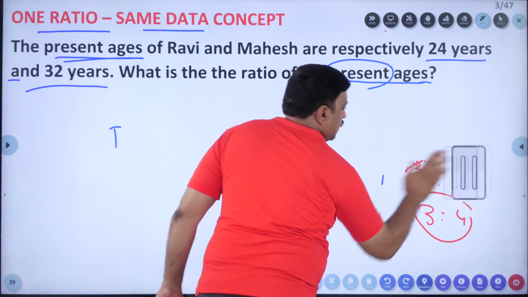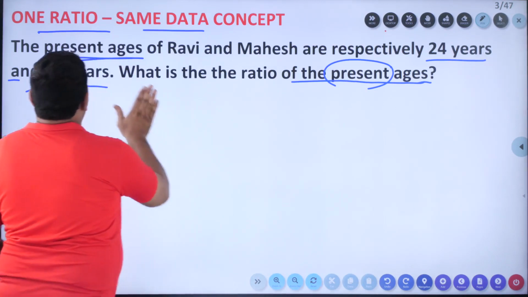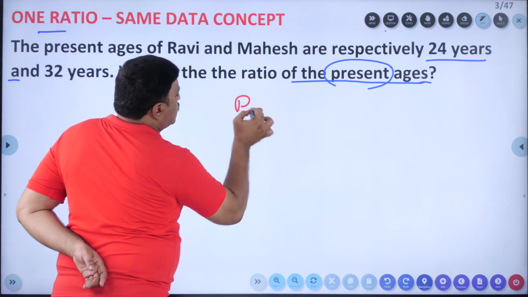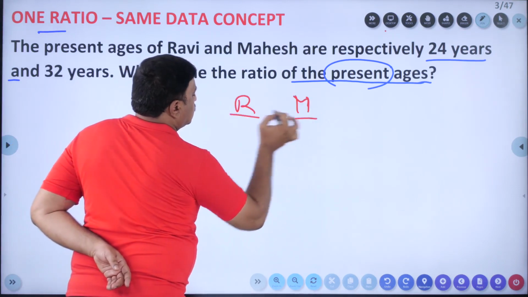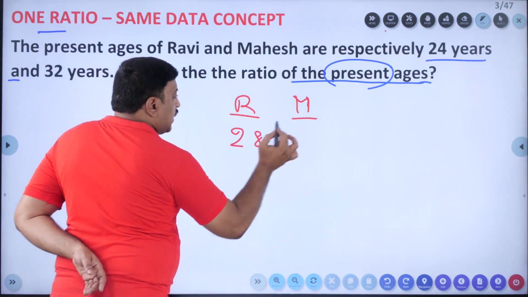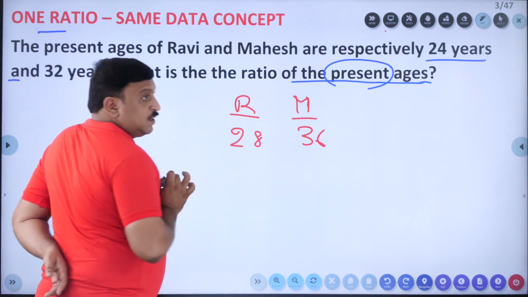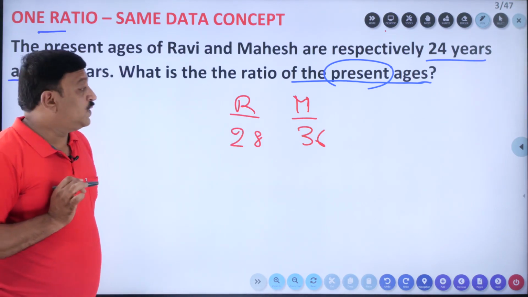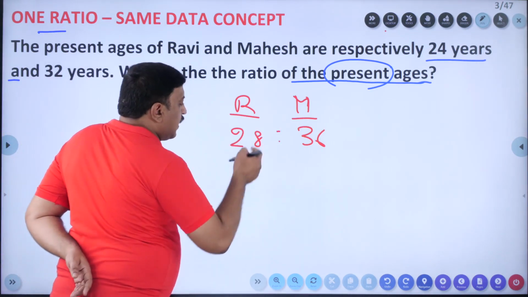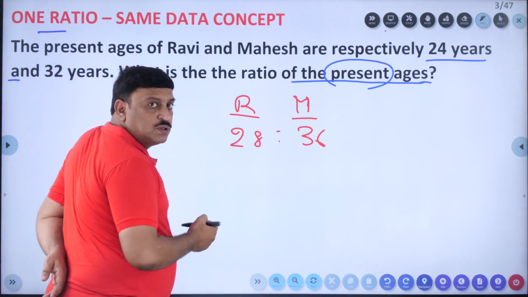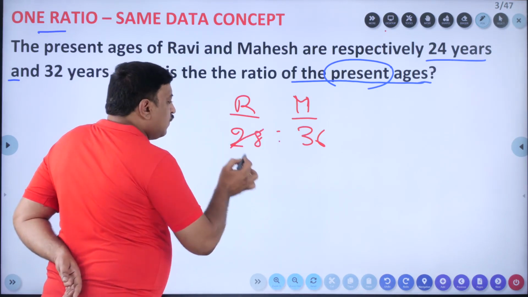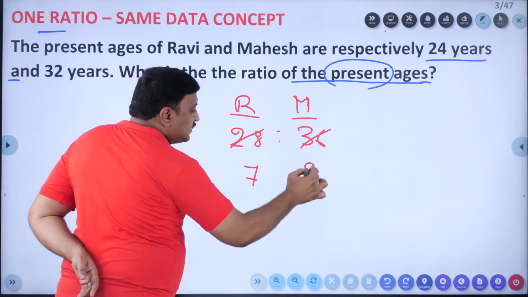Suppose Ravi's age and Mahesh's age are something like this, his age is 28 and his age is 36. What could be their ratio? We have to say 28 is to 36, and divide this with what it goes, right? It goes with 4 easily. 4 sevens 28, 4 nines 36, so 7 is to 9.